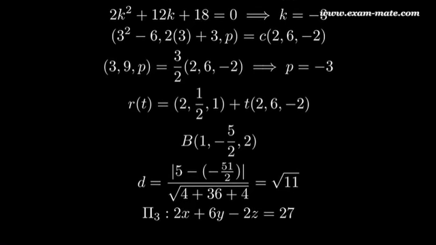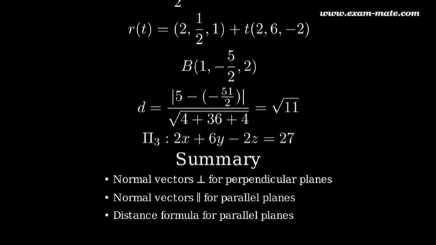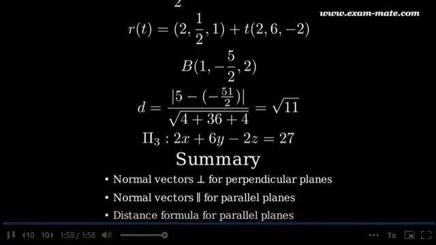Finally, for part E, we can find pi 3 by using the same normal vector as pi 1, but with a different constant term to achieve the same perpendicular distance. And there we have it. We've found all the relationships between these parallel and perpendicular planes, determined intersection points, and calculated distances between them. The key was understanding the relationships between normal vectors and using them to solve each part systematically.